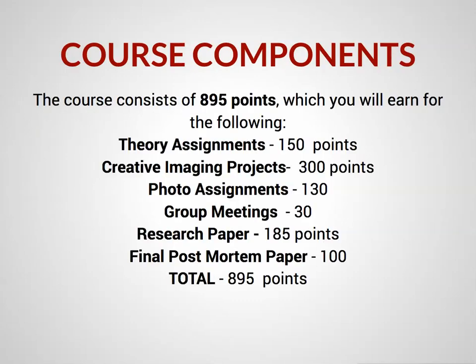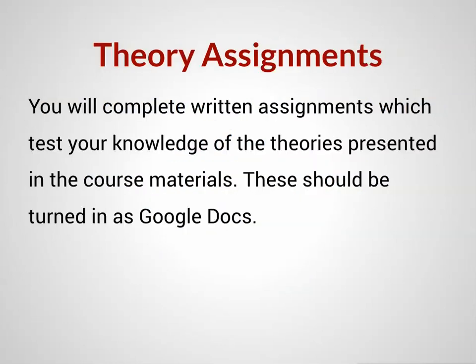The course has 895 points. You're going to earn them in the following manner. You have theory assignments, creative imaging projects, photo assignments, group meetings, research paper, and a final post-mortem paper in which you discuss your work in the class. So let's go through these one by one.